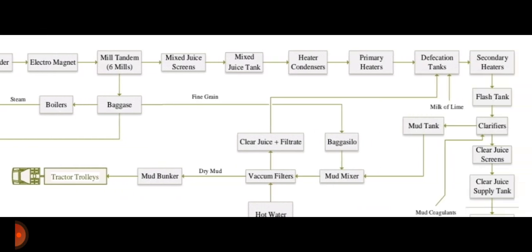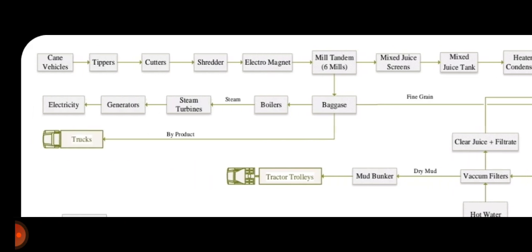This tells us how the sugarcane comes to the sugar industries, and about the different processes used in sugar industries that convert the sugar cane into juice and then into white sugar. That white sugar is for us.